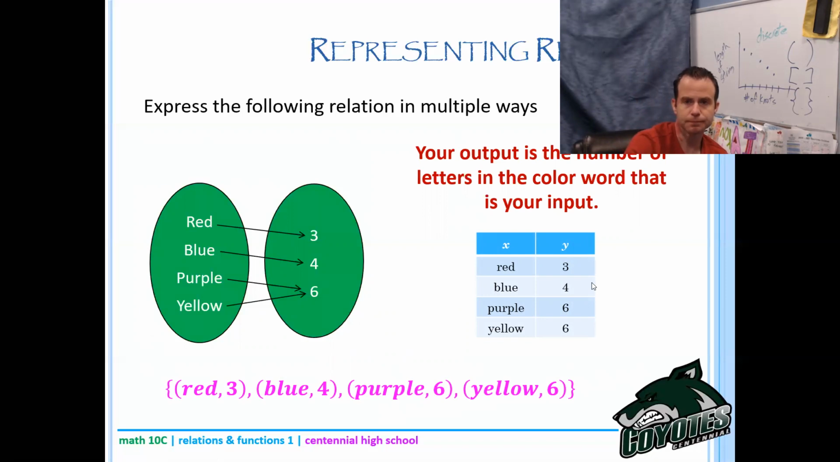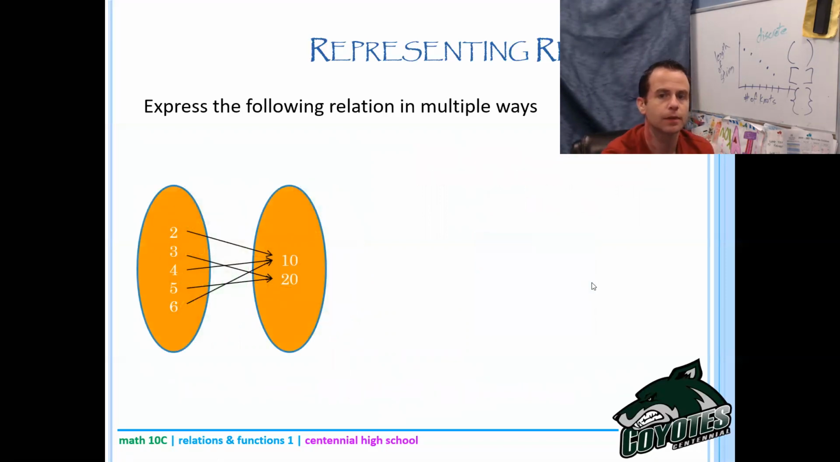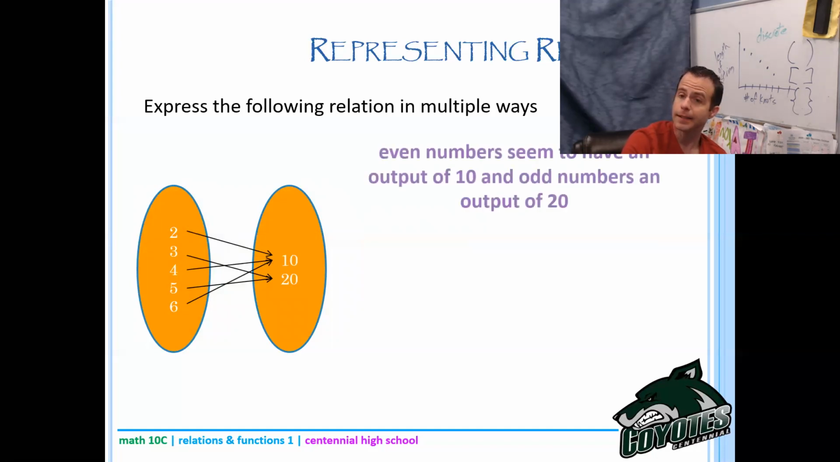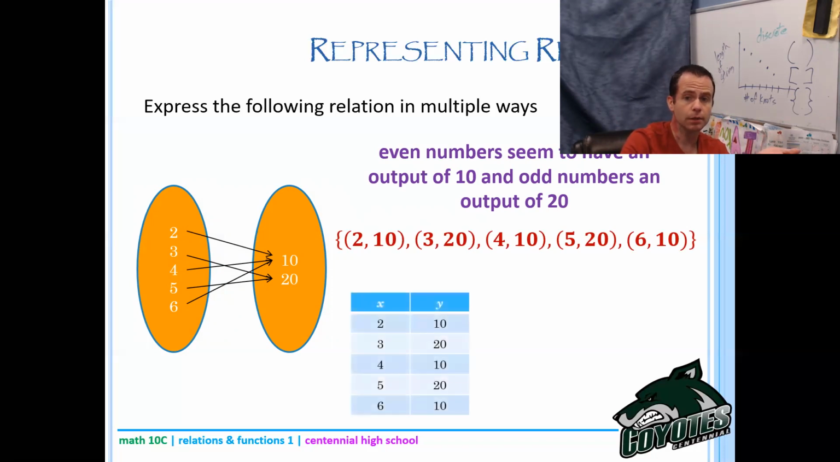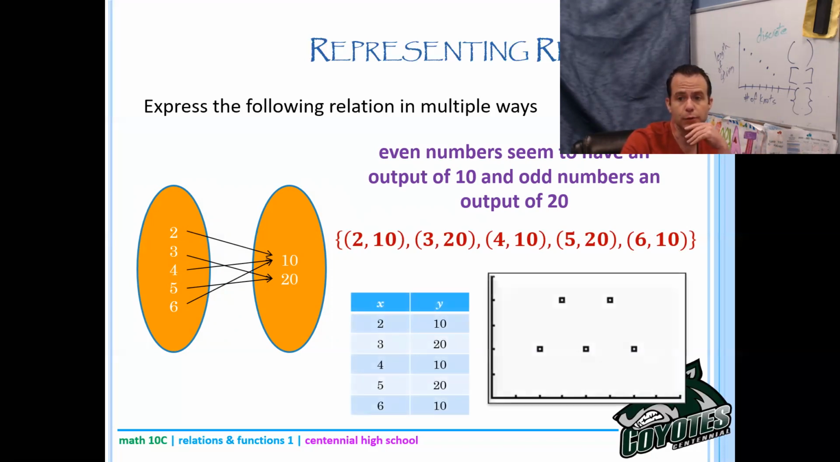Okay. All right, how about this guy? Again, try and figure out what the relationship is. You're going to pause me. All right, so it seems that even numbers have an output of 10 and odd numbers have an output of 20. Okay, so that's one way to describe it, is the relationship in words. I've given you coordinate points. I could give you a table of values, or I could give you a graph. All of those would be okay.